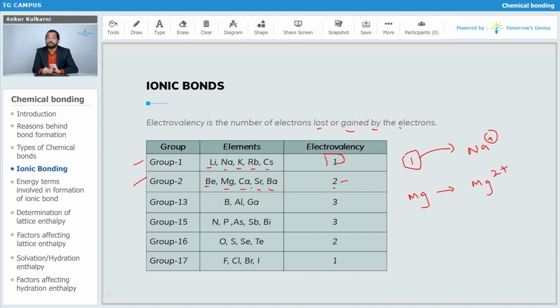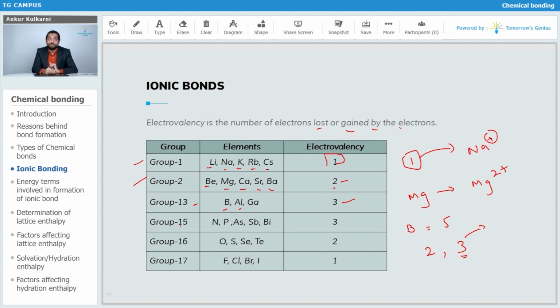Similarly, if you look at group 13 now, what are the elements that are present in group 13? That is your boron, aluminium. If you take the example of boron, what is the atomic number of boron? Atomic number of boron is 5. So the electronic configuration of boron is what? 2 and 3. Now these 3 electrons can be donated in order to form the stable electronic configuration of noble gases. So we can donate these 3 electrons from group 13. So the electrovalency of group 13 is 3.